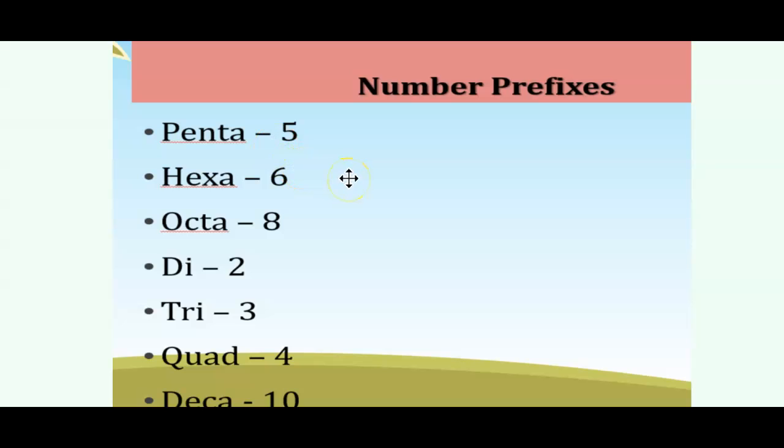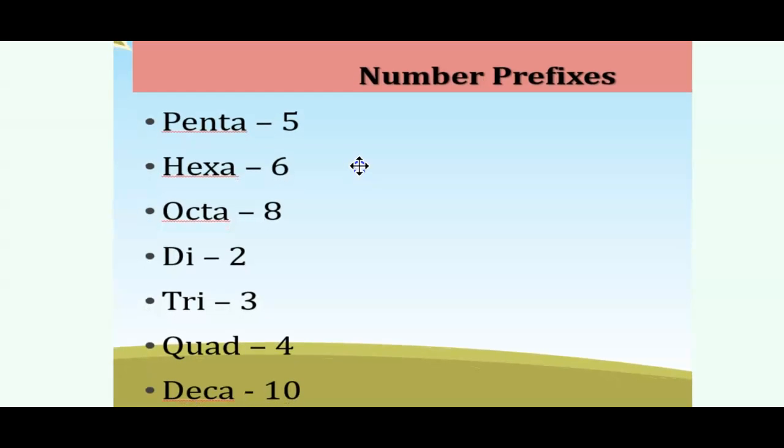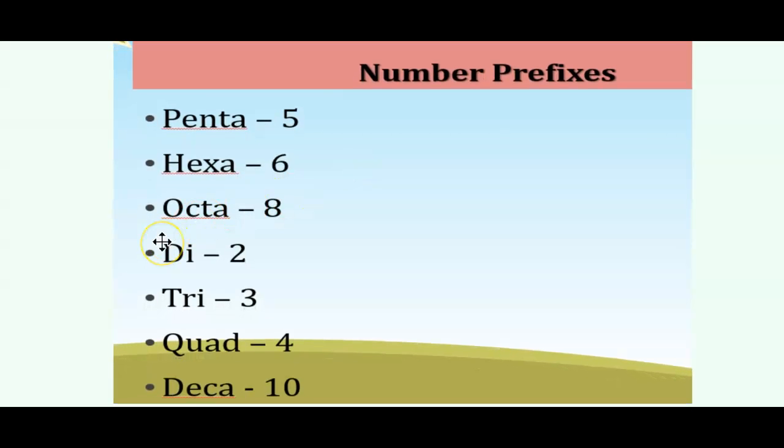Now let's sing a little song about number prefixes so that we can remember how many sides are on a particular shape. Repeat after me and then hold up that amount of fingers on your hand. Penta 5, hexa 6, octa 8, di 2, tri 3, quad 4, deca 10.